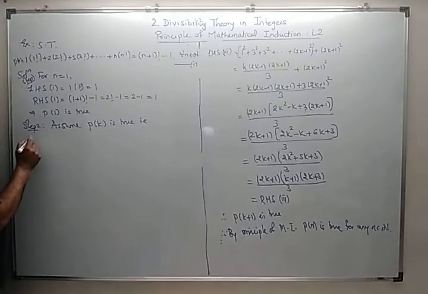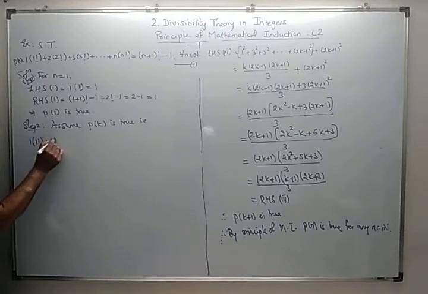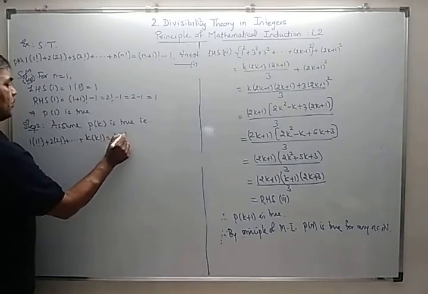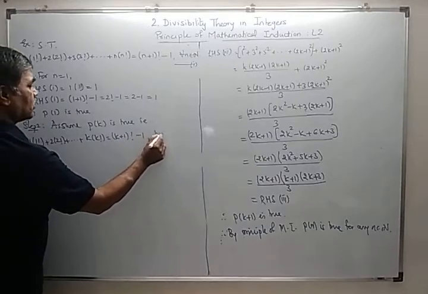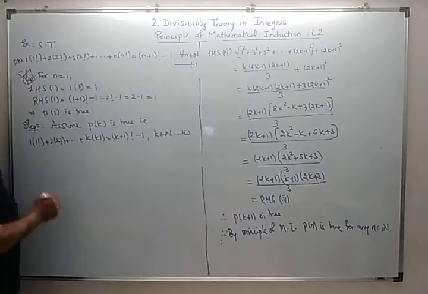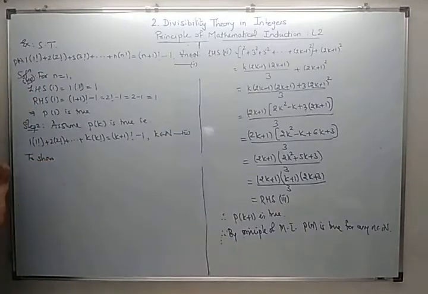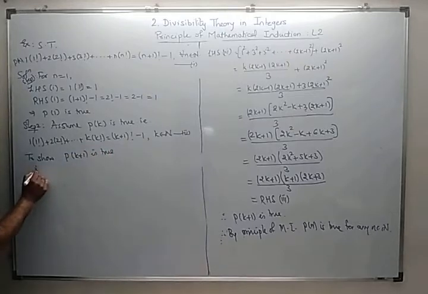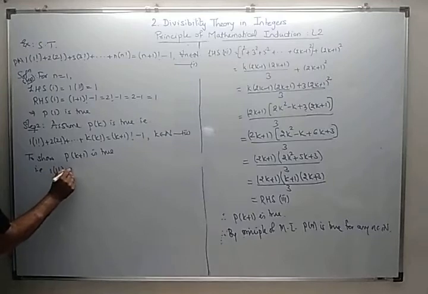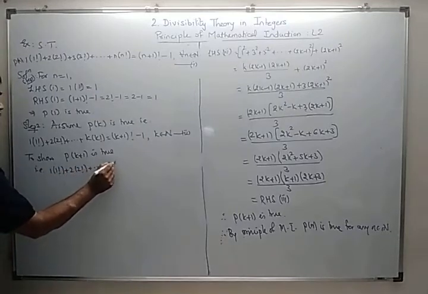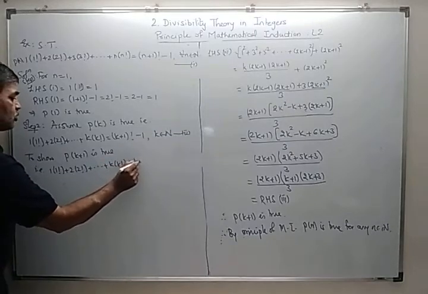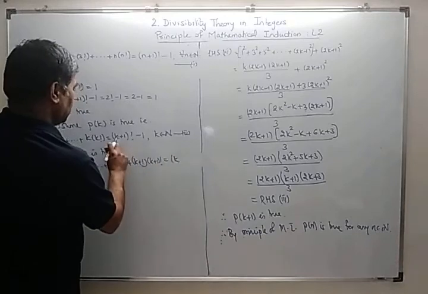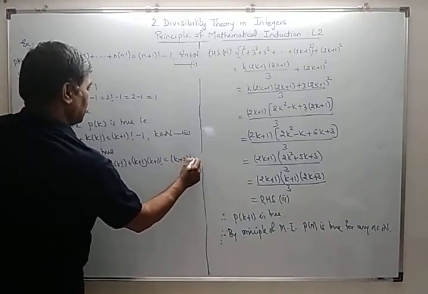That is, 1 into 1 factorial plus 2 into 2 factorial plus and so on, up to k into k factorial is equal to k plus 1 factorial minus 1, k belongs to N. To show P of k plus 1 is true, that is to show 1 into 1 factorial plus 2 factorial and so on, k into k factorial plus k plus 1 into k plus 1 factorial equal to k plus 1 plus 1, that is k plus 2 factorial minus 1.